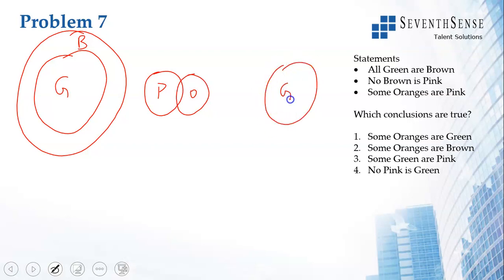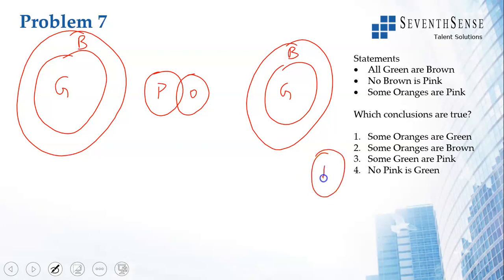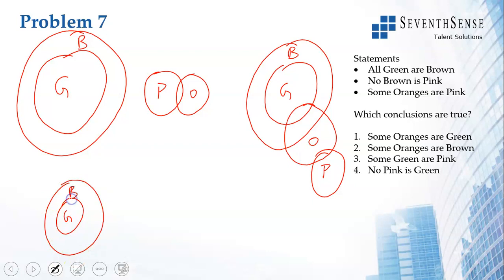So all green are brown. No brown is pink. Some oranges are pink. Okay. All green are brown. No brown is pink. Some oranges are pink. So 3 ways in which I can draw. Okay. So 1, 2, 3.